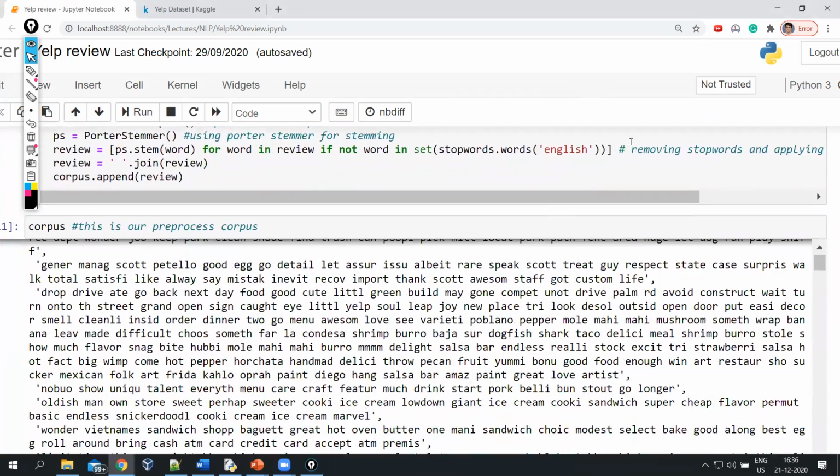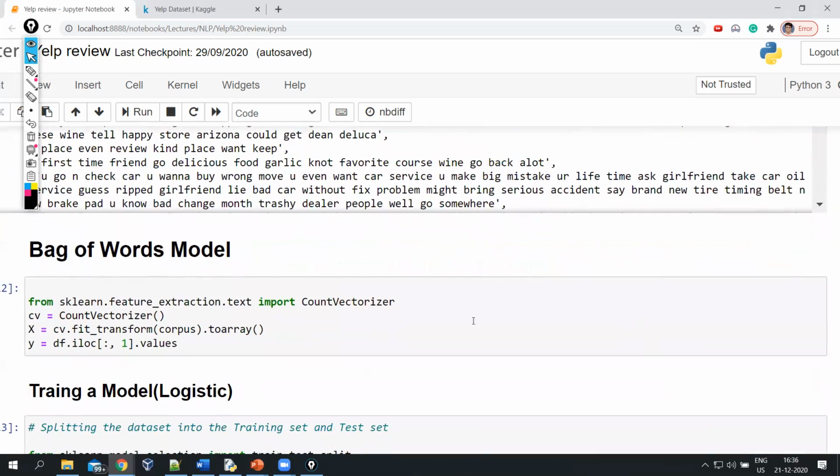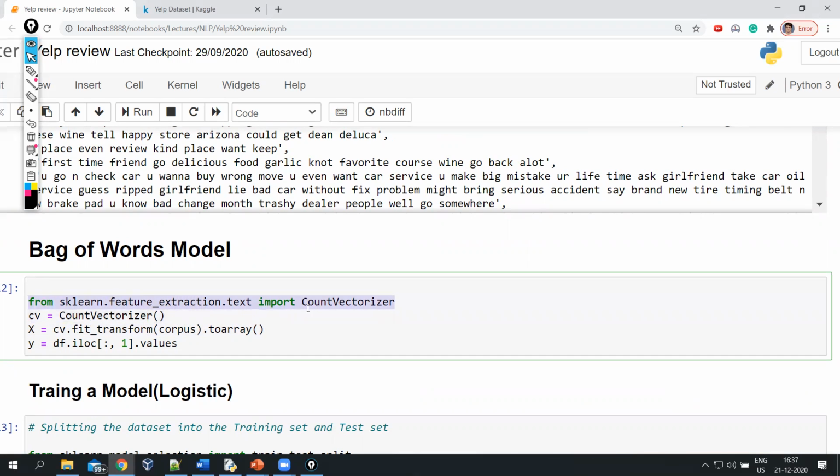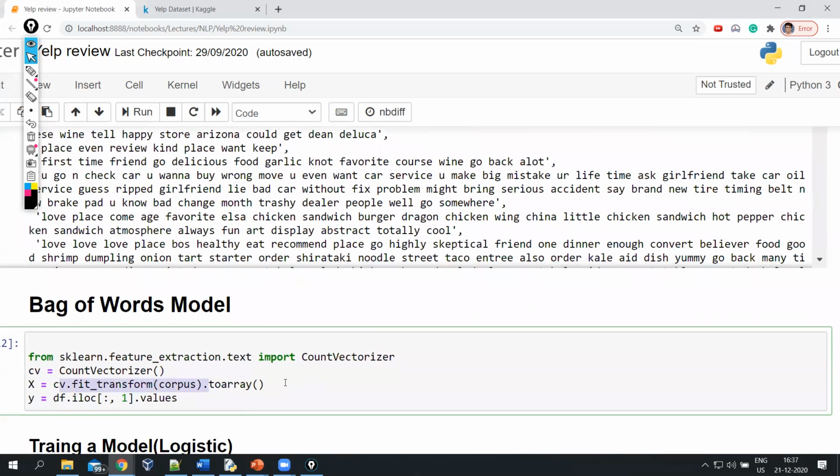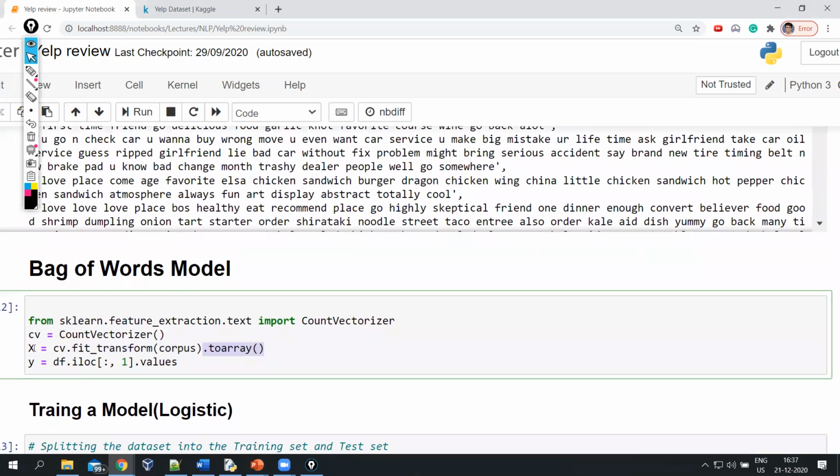So in this way, we have pre-processed our corpus. Now it is ready to give to the bag of words model. So it is very simple. In bag of words models, you just use this CountVectorizer function. You can import it from the sklearn library, feature_extraction.text, and CountVectorizer. So on CountVectorizer, I will fit_transform my corpus, which is my newly generated corpus that I have shown you. I will convert it into an array, and then I will give this as X. So these are my X features.